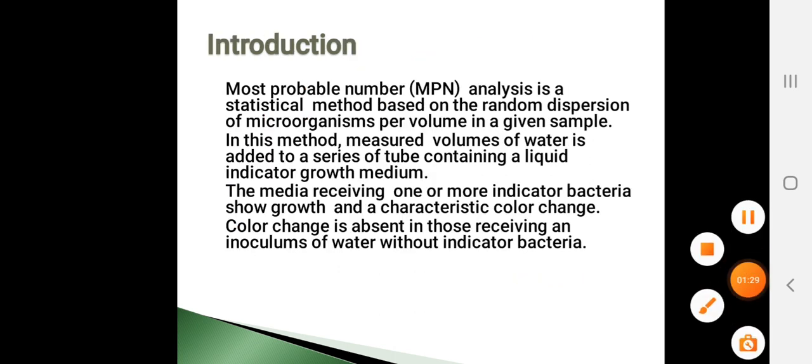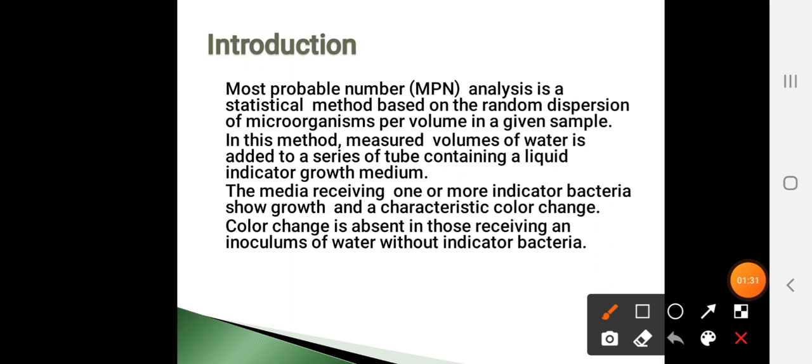What is the introduction? In the introduction we will see what the most probable number is and which type of technique it is. It is a statistical method of analysis. Statistical method means it is based on the counting or enumeration of the organisms based on the random dispersion of microorganisms per volume given in a sample. Dispersion means how many bacteria are present in a sample per volume.